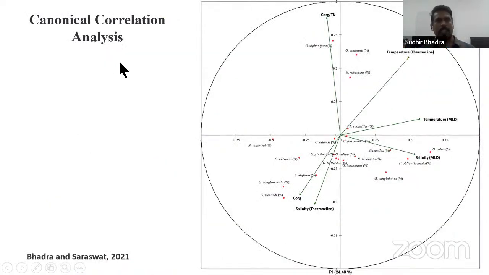We did canonical correspondence analysis, and we compared the species populations with respect to the parameters. Here the vectors are those of the parameters. The vectors are placed with respect to the species, and they themselves don't relate to each other. So keep that in mind.